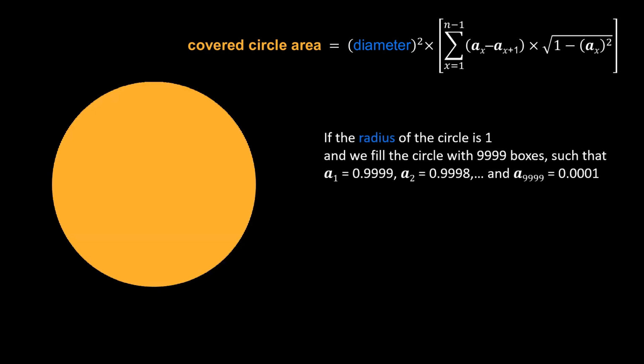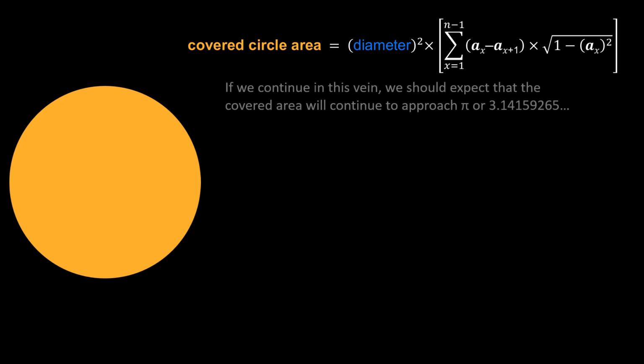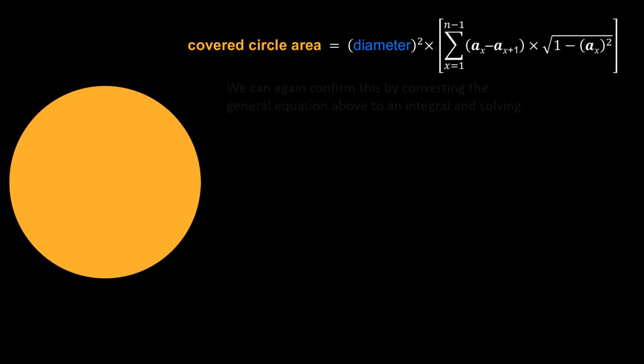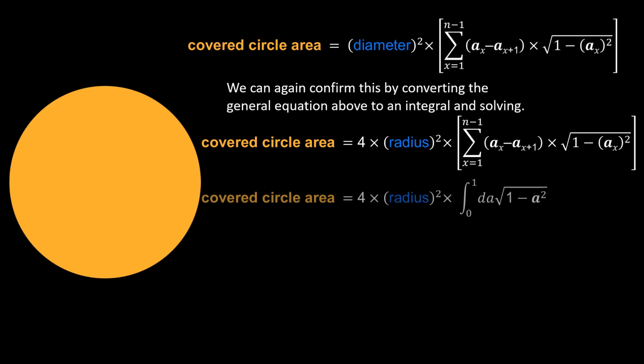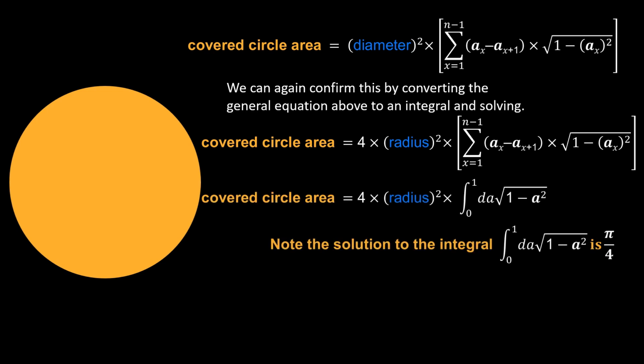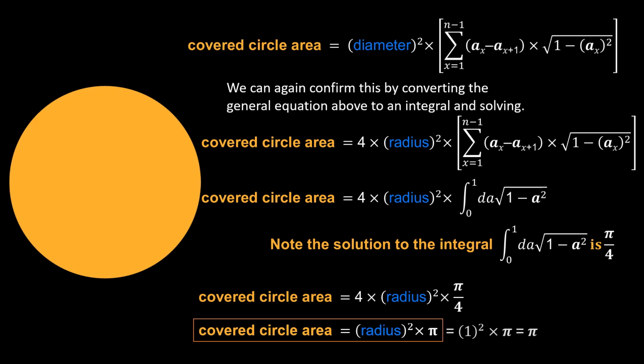If the radius of the circle is 1 and we fill the circle with 9,999 boxes in a similar manner, then the covered area is 3.14. If we continue in this vein, we should expect that the covered area will continue to approach pi. We can again confirm this by converting the general equation above to an integral and solving. And we can see that the covered area is pi.